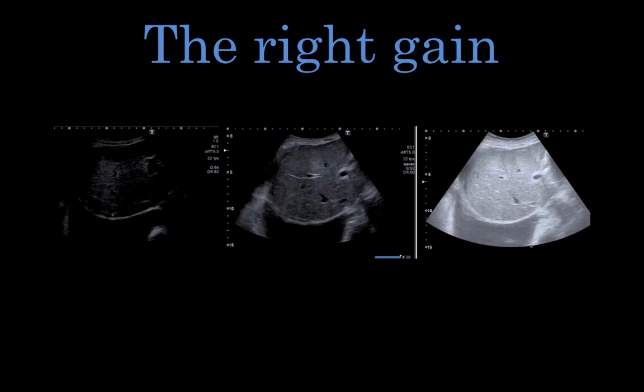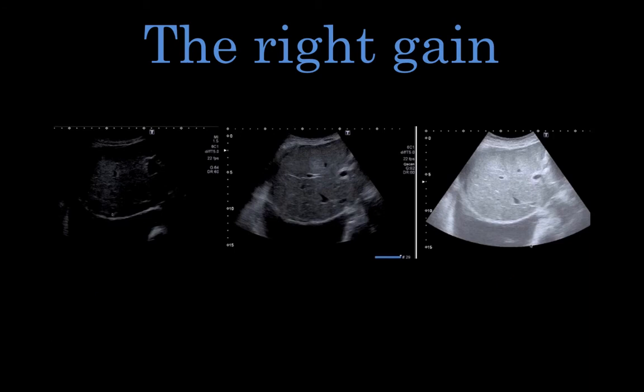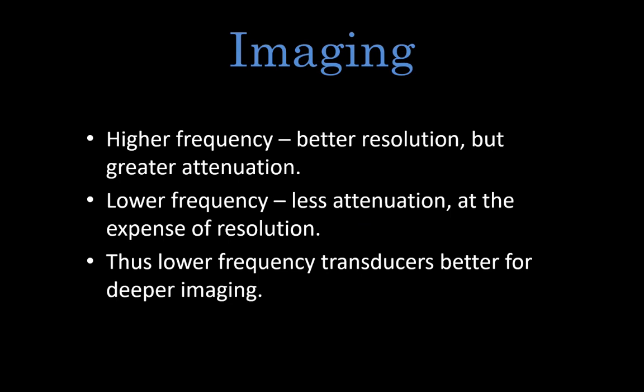Gain should be adjusted to give a nice overall grayscale, not too bright or not too dark. Too little gain gives a very dark image, and thus you're unable to really see structures clearly, whereas too much gain washes out the image and gives it a very bright white appearance. Both can obscure image detail, resulting in problems with interpretation. Most machines have some sort of optimize button in which the computer will automatically adjust the gain for best imaging on the overall screen. Properties of the transducer elements are important in resolution with imaging.